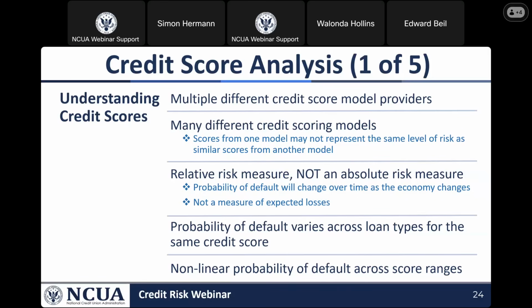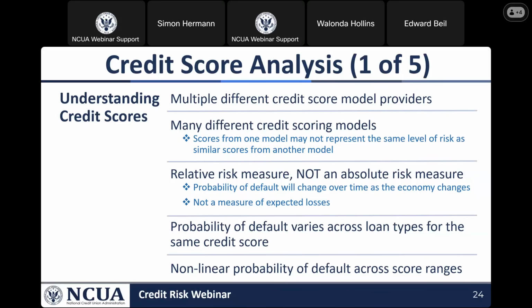To start with, the NCUA does not endorse any credit score provider or any particular credit scoring model. There are multiple credit score providers and a wide variety of different credit scoring models. It is very important to understand that a score provided by one model does not necessarily reflect the same risk as the score provided by another model.